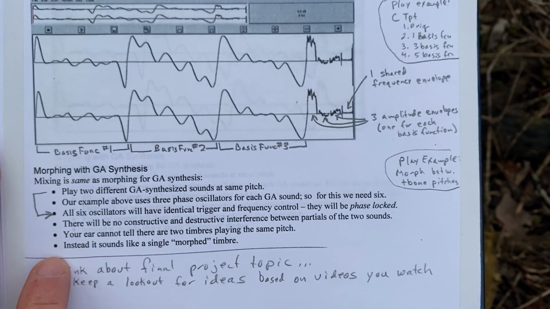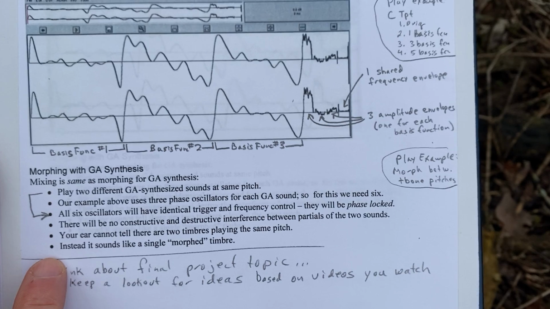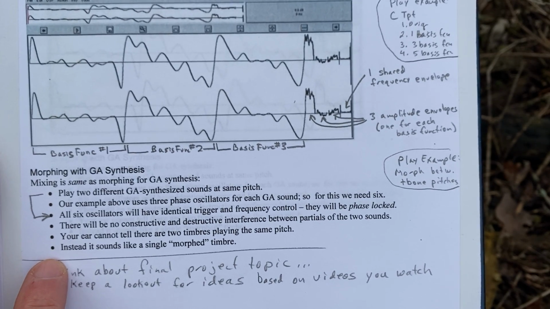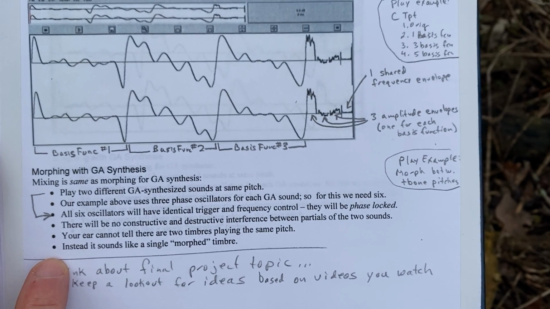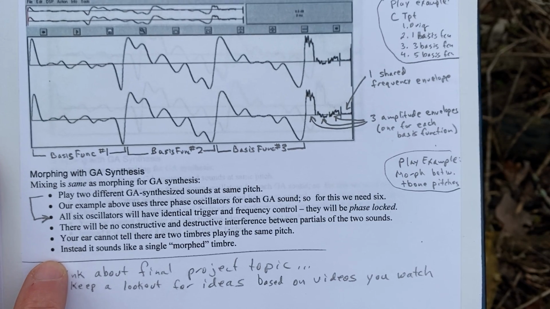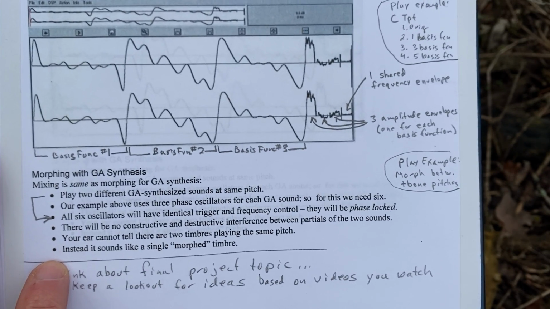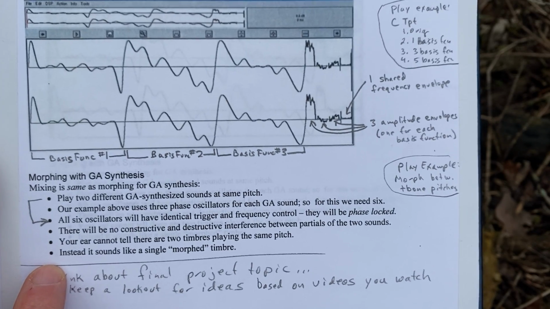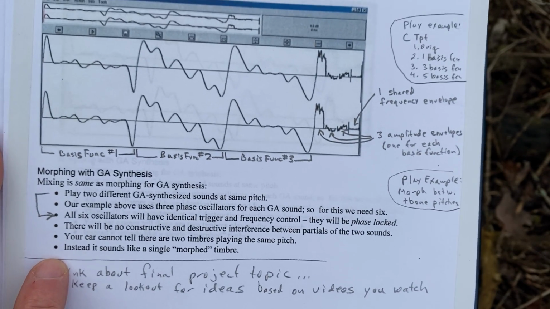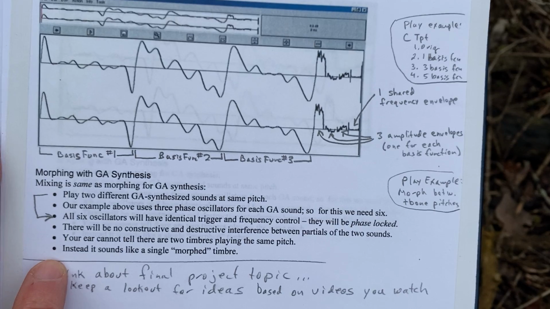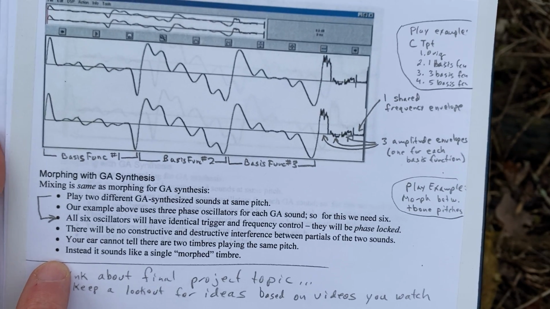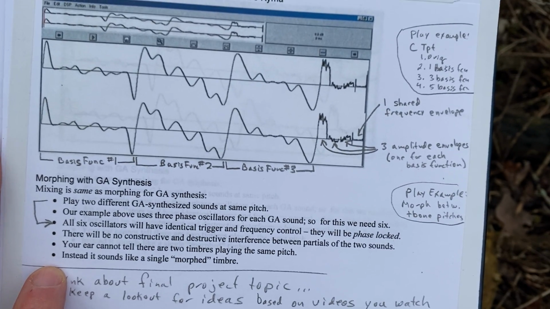So basically, your ear can't tell that there's two timbres playing. Because there's no constructive and destructive interference by the time you've gone through this wavetable playing, all the harmonics are exactly the same. So instead of a mix, instead of hearing two different sounds playing at the same time, say for instance there were different instruments, for a more obvious example.